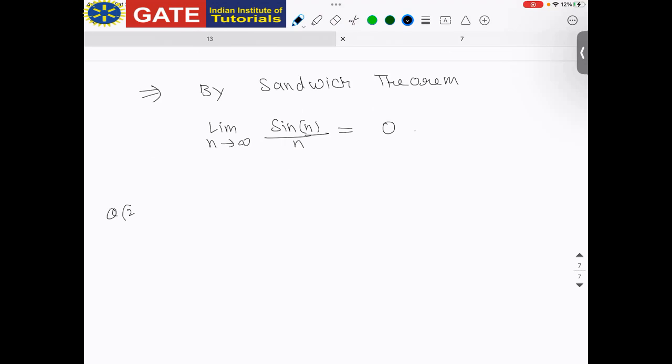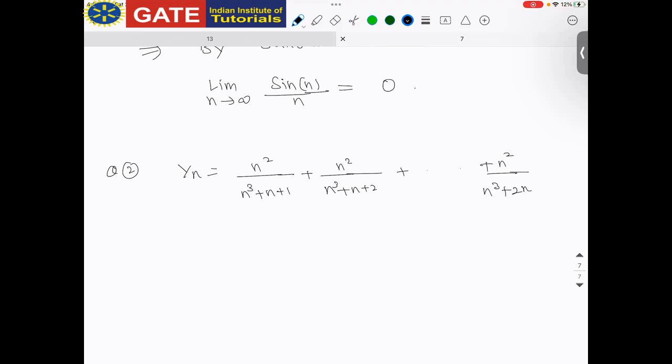Next question. Take yn equal to n square by n cube plus n plus 1, plus n square by n cube plus n plus 2, plus up to n square by n cube plus 2n. Now show that the limit as n tends to infinity of yn is equal to 1.